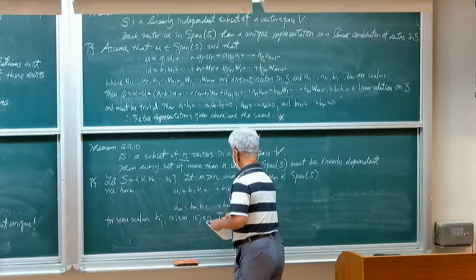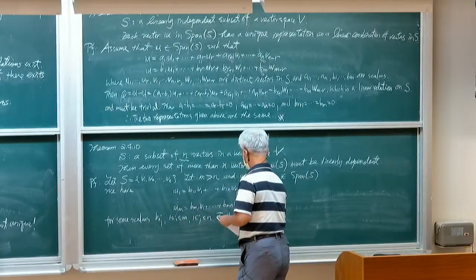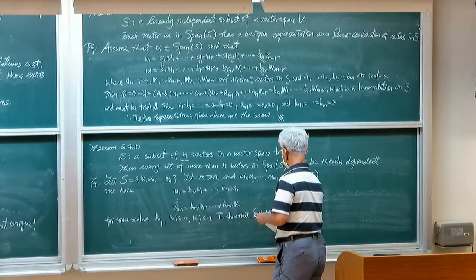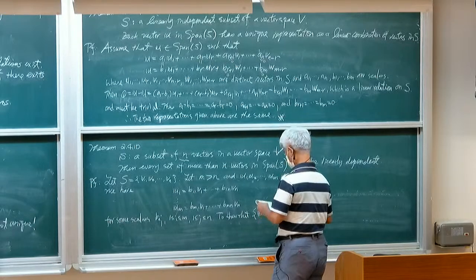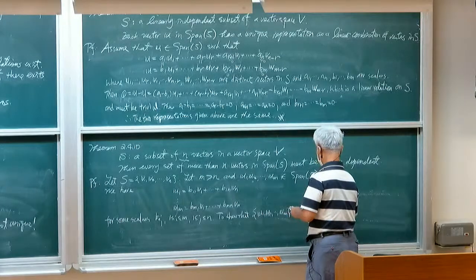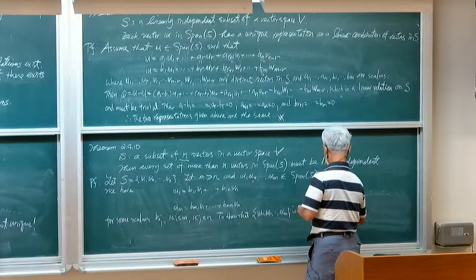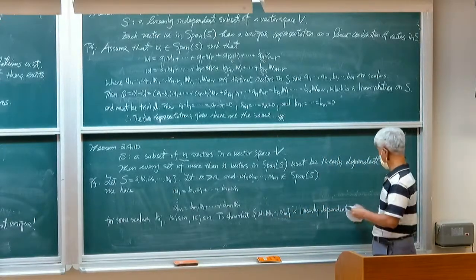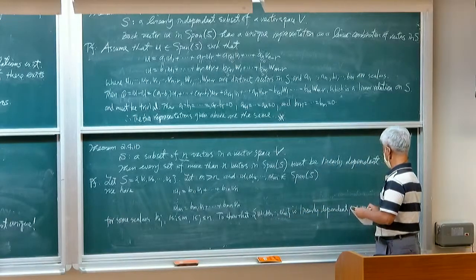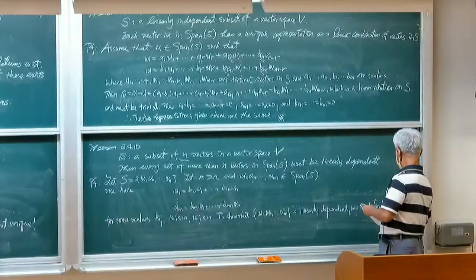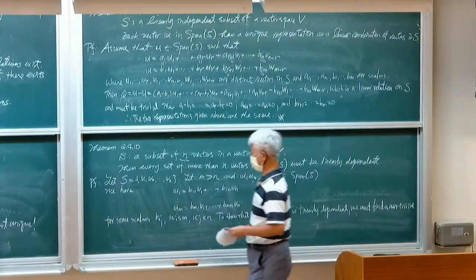Okay, so to show that u1, u2 up to um form a set which is linearly dependent. Right? So this is our purpose. To show that this set is linearly dependent, we must find a non-trivial linear relation.